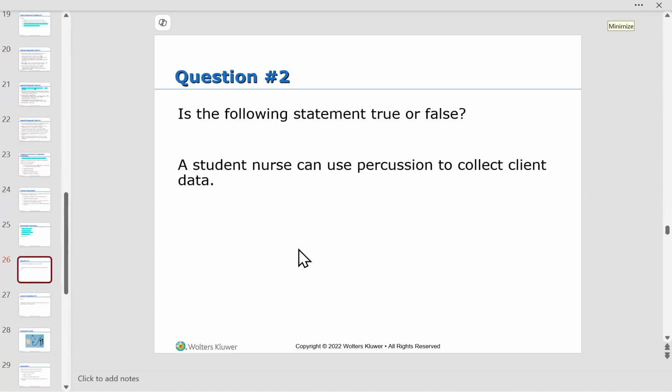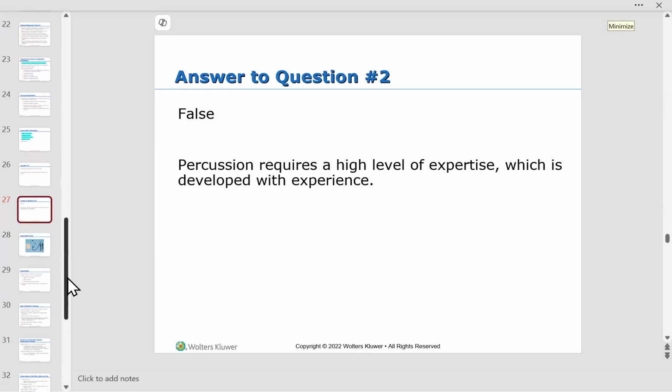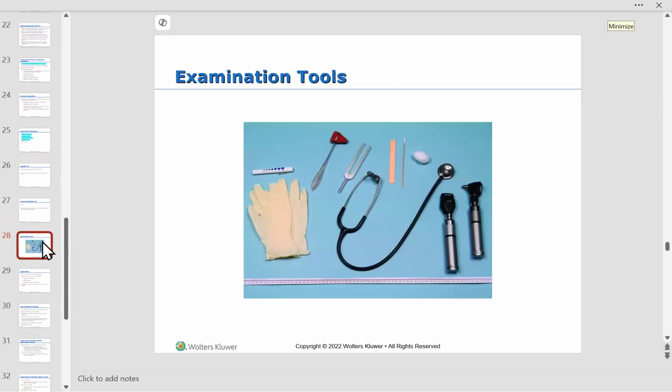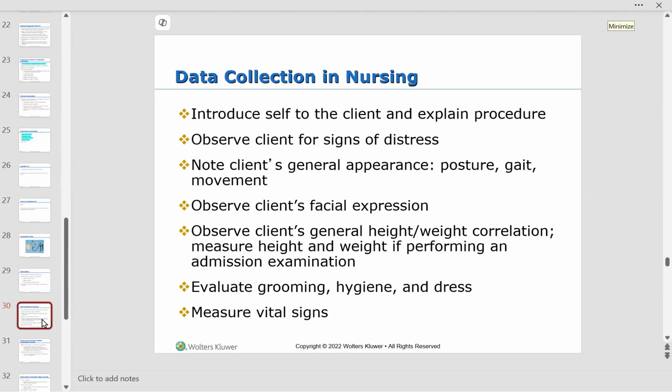A student nurse can use percussion to collect data. No, that percussion requires a lot of experience. We don't percuss. Well, you don't percuss. Here are some tools, okay? Gloves, pen light, right? It's a tuning fork, cotton tipped applicator, tongue depressor, cotton ball, stethoscope, otoscope, and data collection.